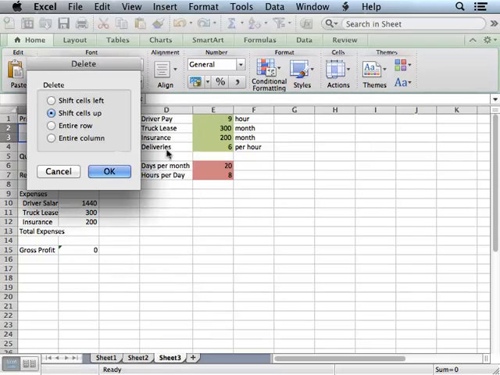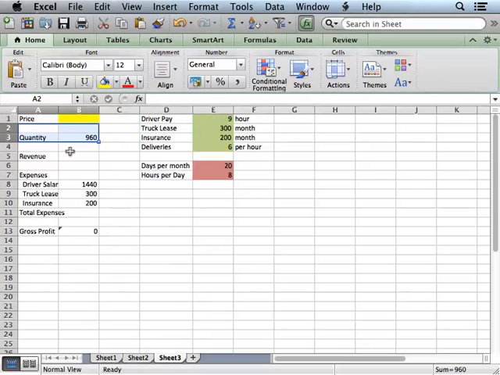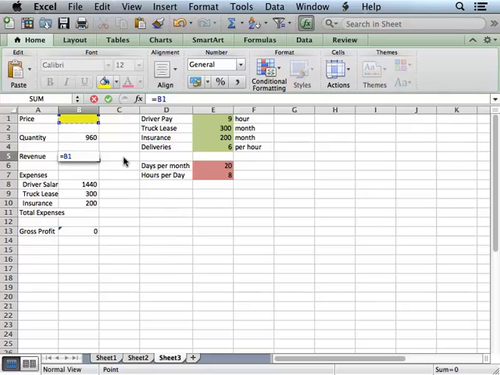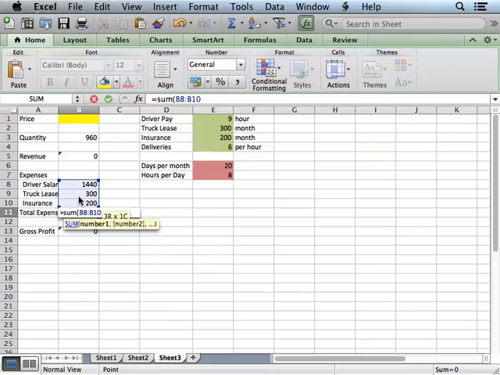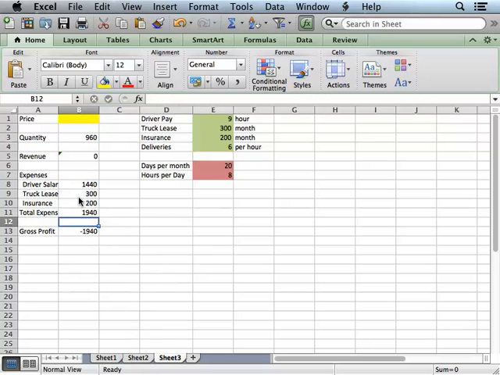Let me tighten up my model a little here. And revenue is equal to price times quantity. Now, at whatever price that I set, and expenses should be the total of my expenses. So at whatever price I set, if I say $2 per delivery, I will know that the most he can do is lose $20 a month. But if I set $4 per delivery, the most he can do is make $1,900 a month.